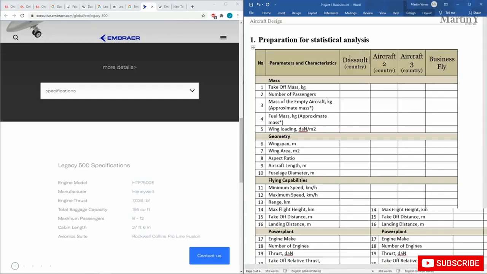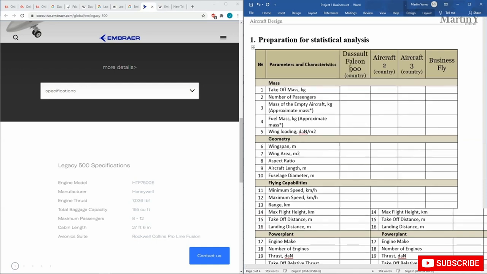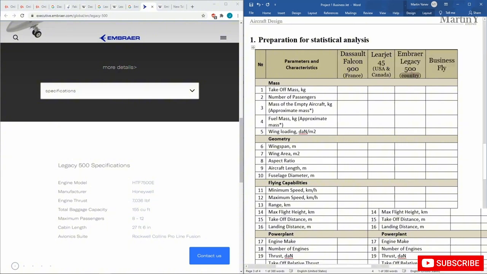So let's write Dassault 900. Actually its code name is Falcon, so I write it here. And the country of make is France. Then for the second aircraft I will just copy and paste so I don't waste your time. It's Learjet 45 and it's built in USA and Canada. I advise you to search these aircrafts on the web and just record their parameters while I'm doing this as well. And the final aircraft is the Embraer 500. And Embraer, if you don't know, is developed in Brazil. And that's it. So these are all the aircraft that you are having.